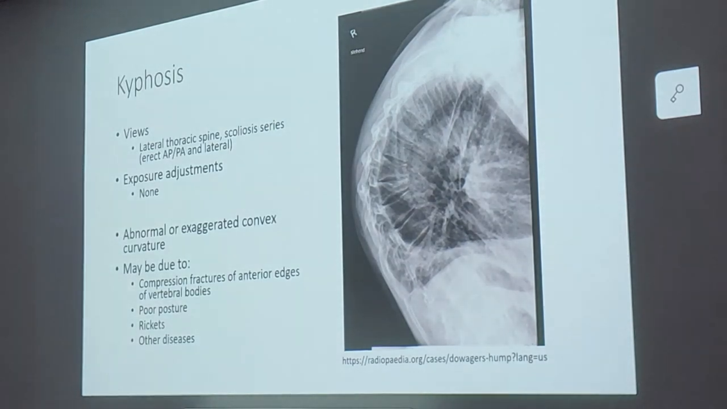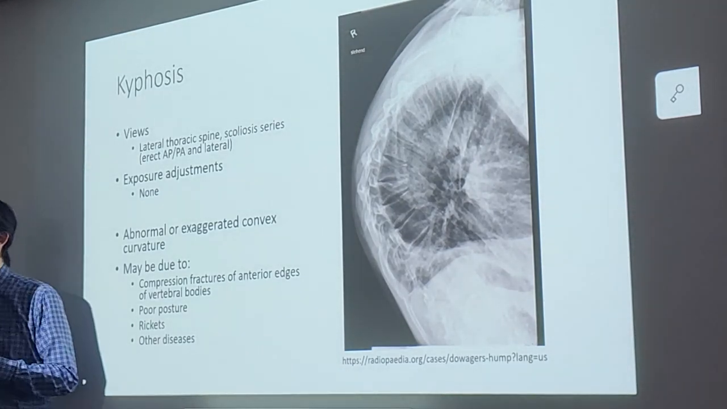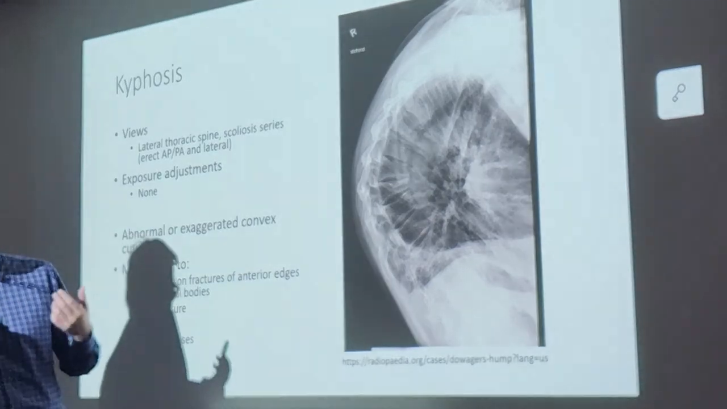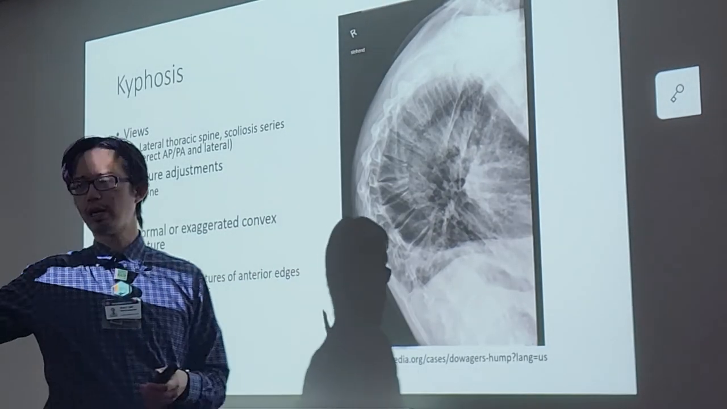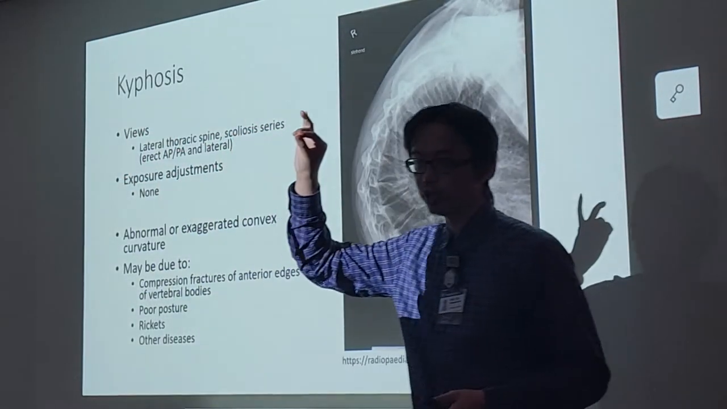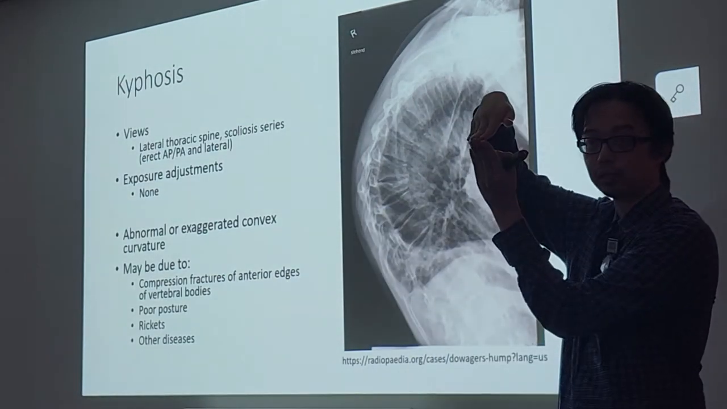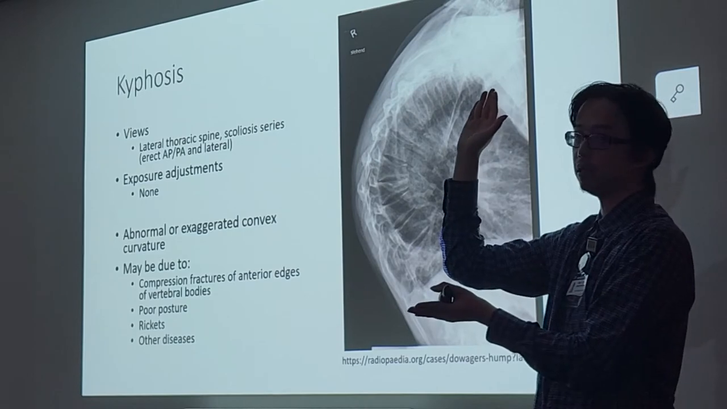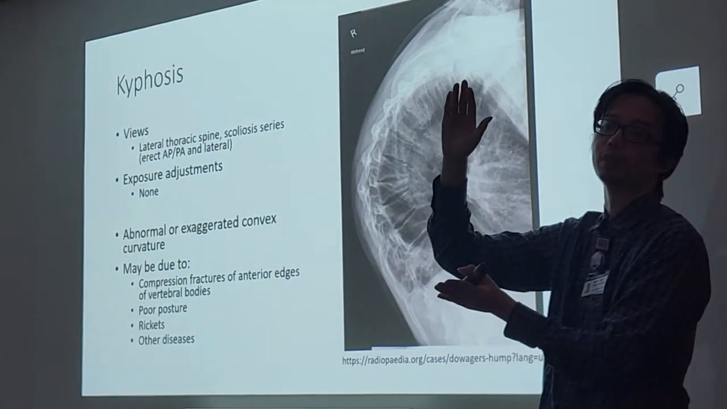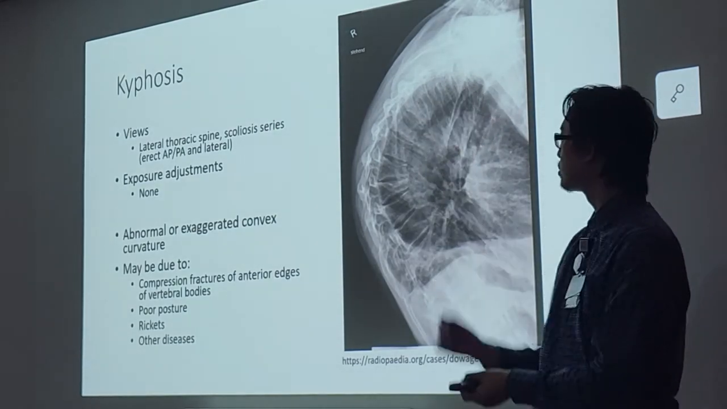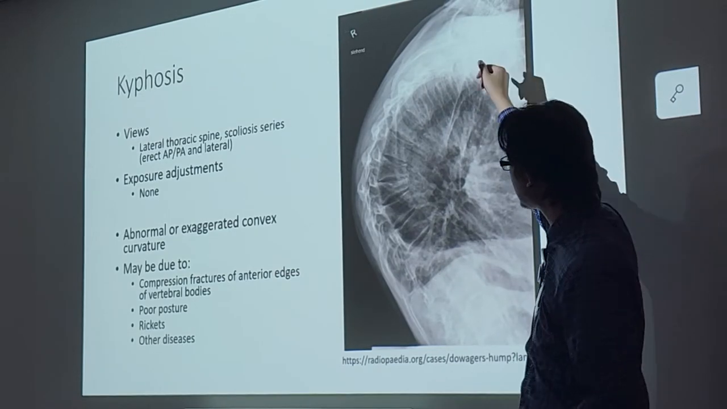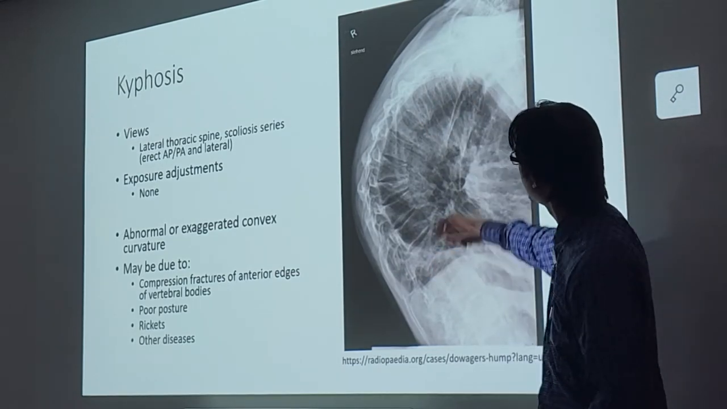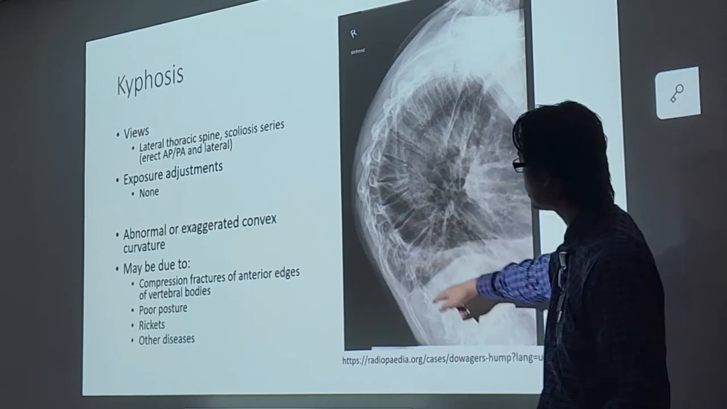Why does this happen? Well, it could be due to compression fractures. Remember, we said that a compression fracture is where the front of the vertebrae gets smushed, so it turns into a wedge. So if the vertebrae turns into a wedge, the spine is going to lean forward a little bit more to follow that wedge. So if you take a look at these vertebrae, do you notice anything interesting about them?